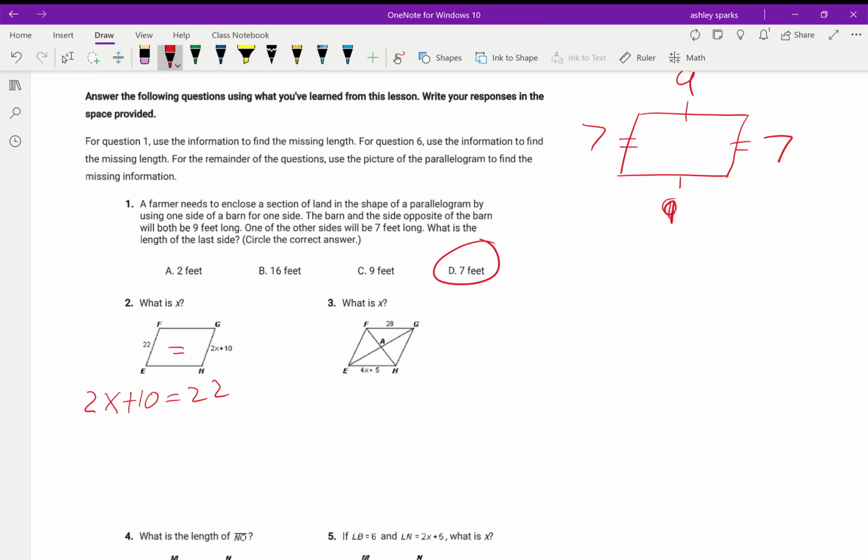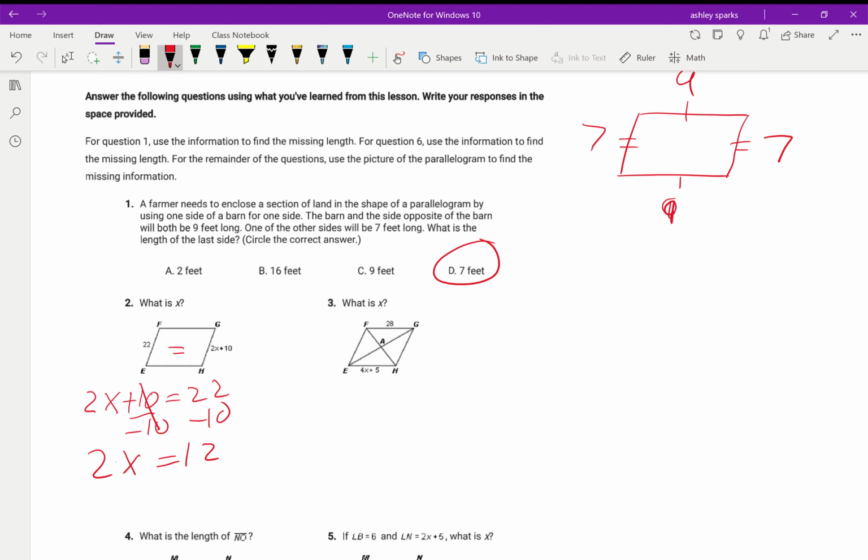What I like to do is start with what's furthest away from my x. Well, that looks like the 10. My 10's positive, so I always ask myself, what's the opposite of positive 10? Well, that would be negative 10. And I'm going to subtract 10 from both sides to keep things balanced. So 2x, those 10's cancel, equals 12.